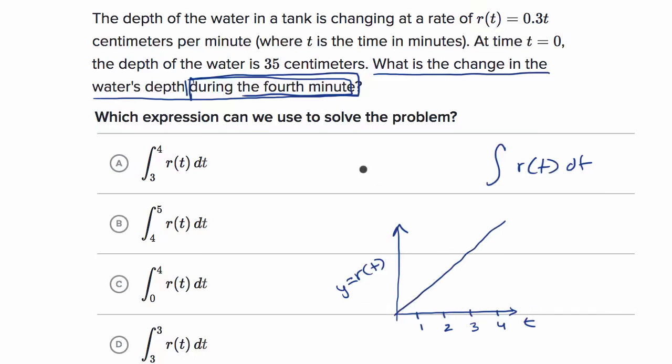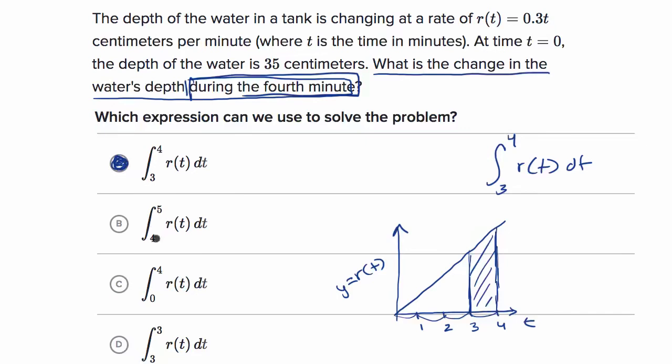And so what is the 4th minute? Well, the first minute is this one, second, third, fourth. The fourth minute is going from minute 3 to minute 4. So what we want is the expression that gives us this area right over here under the rate curve. Our lower bound is going to be 3, and our upper bound is going to be 4. And so there you have it. It is this first choice.